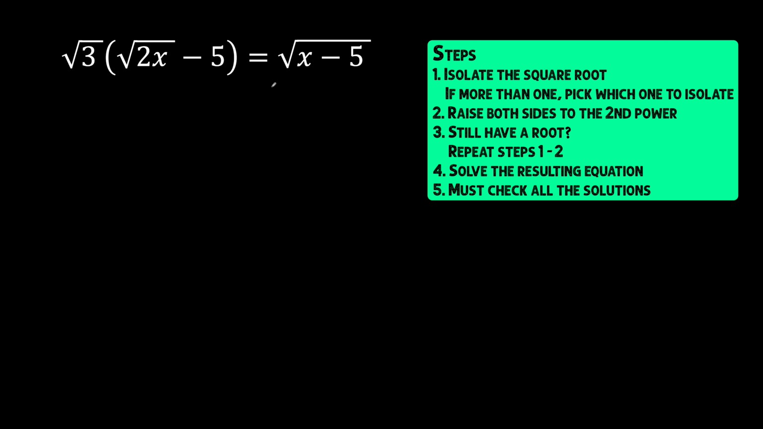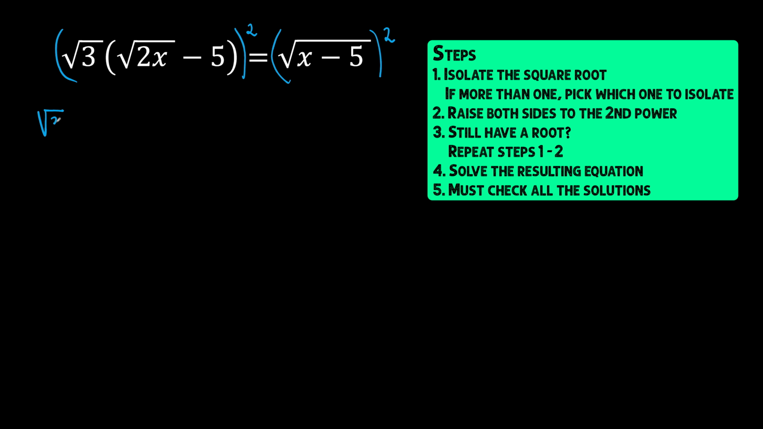But when do we do that? The first step tells us that we need to isolate the square root. If more than one, pick which one to isolate. We have 3 square roots going on here, and it looks like the square root on the right is already isolated. There is nothing going on around it. So let's square both sides to take this expression x minus 5 out of the root.